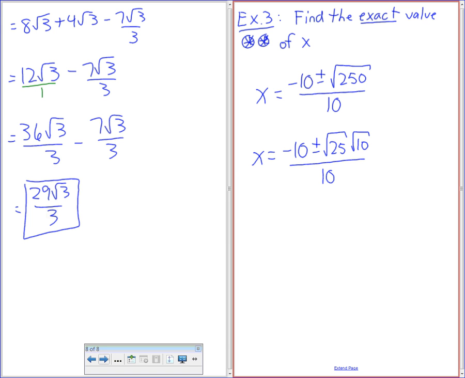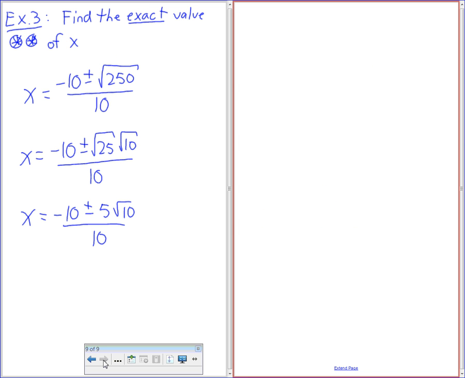Okay, so you see what we did there? Root 250 just turned into 25 and 10. We're feeling great, but we're not feeling perfect. How can I go from there? Josh, what can I do next? Well, what does root 25 turn into? 5, right? So I'm just going to write this as x equals negative 10 plus or minus 5 root 10 over 10.